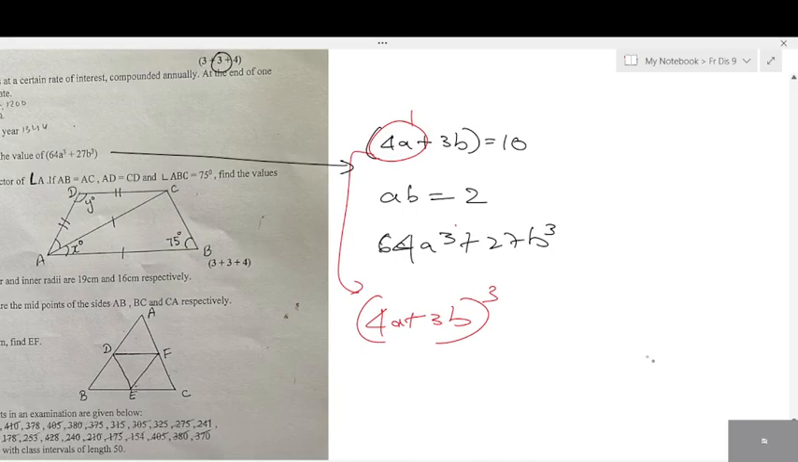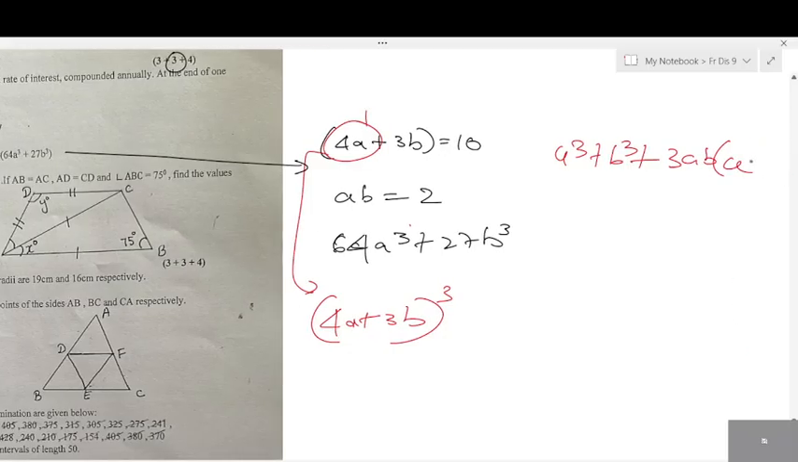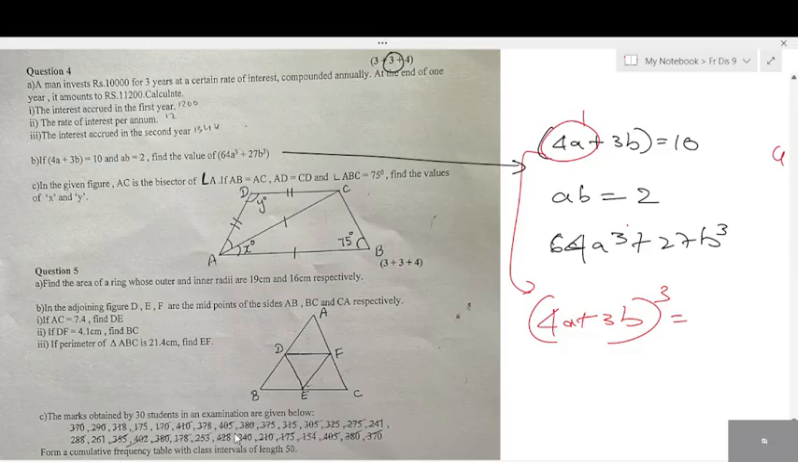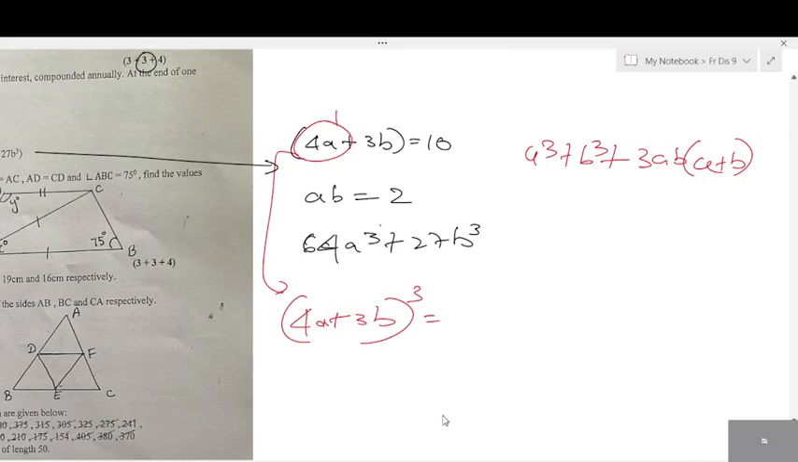Cube it. What is the a plus b whole cube formula? a cube plus b cube plus 3ab into a plus b. Open the bracket and try this question. Solve it. 3 marks question. This is 3 marks. I have made it very simple. Degree 1, degree 3. You have to just cube it. That's it. a cube plus b cube plus 3 into a into b into a plus b.